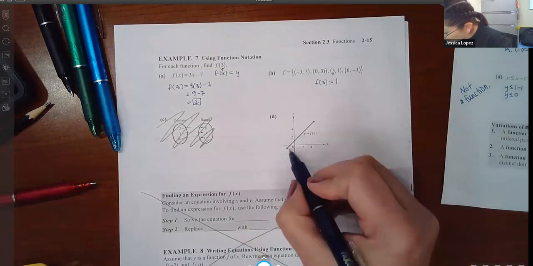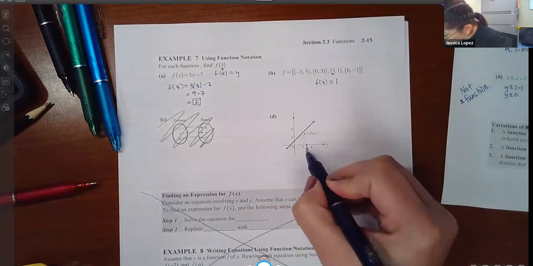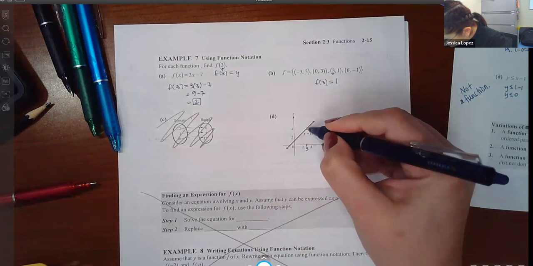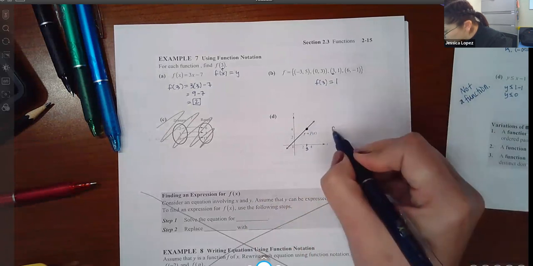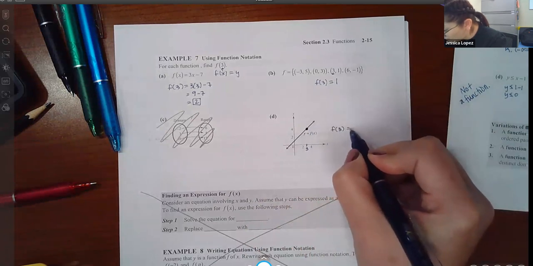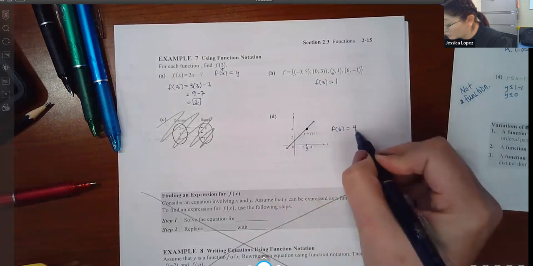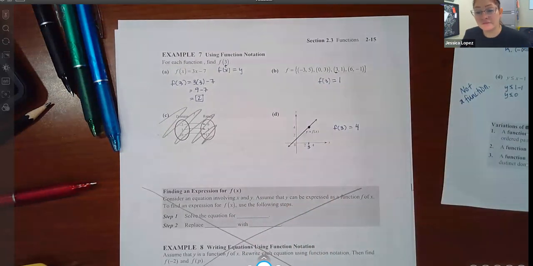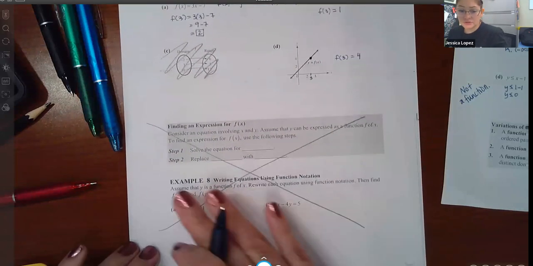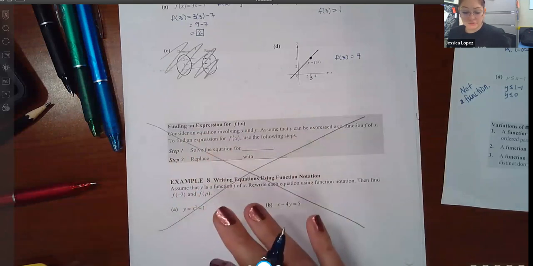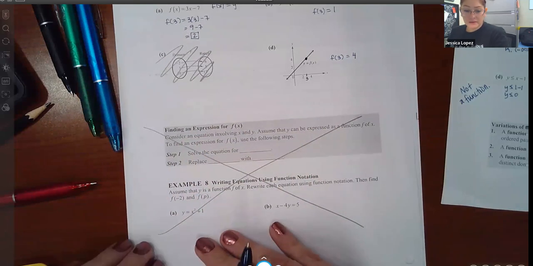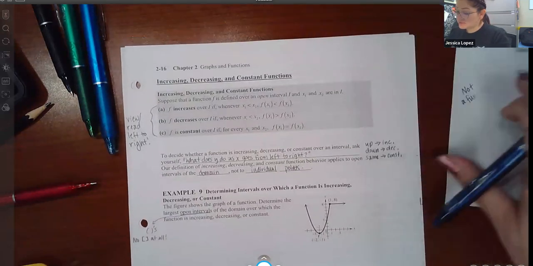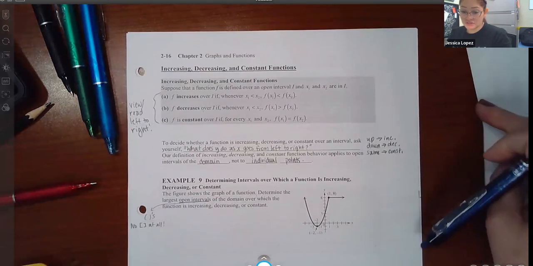Same thing here. Here's where x equals 3, and that touches the graph here. And what is that y value? That y value is 4. So in that case, f of 3 is actually 4. The y value is 4. And we don't have any problems like this particular one, but we won't have time to get into the increasing, decreasing, and constant functions today.